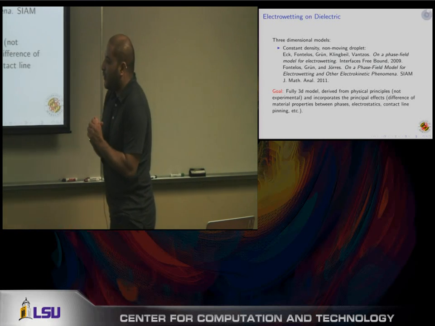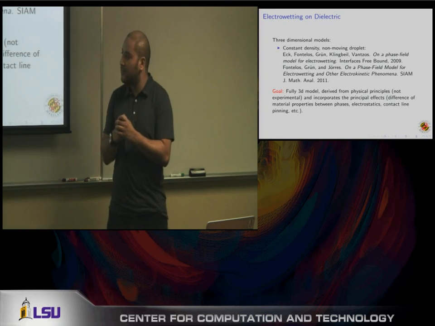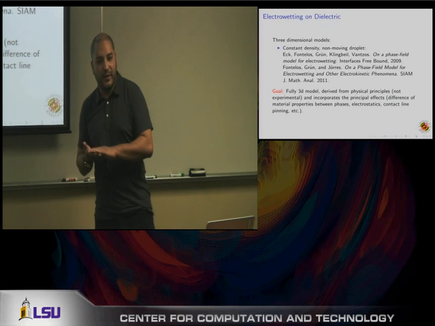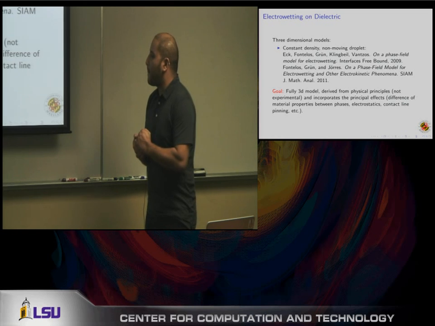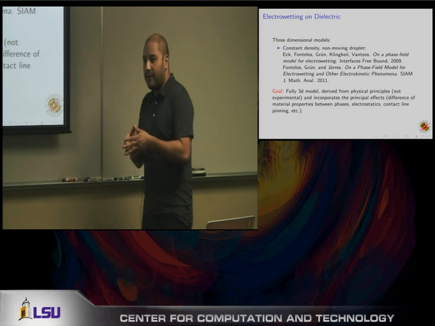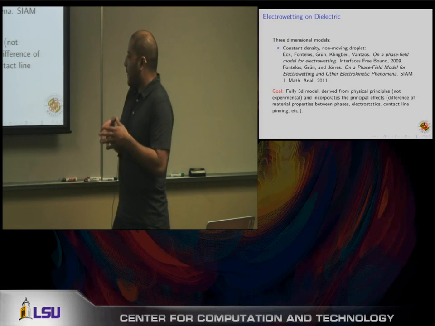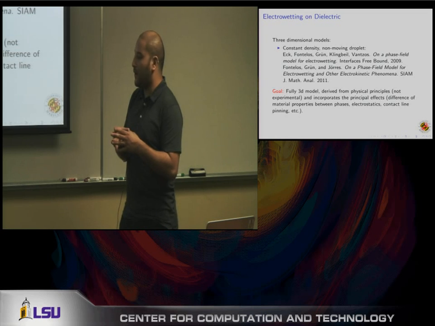So what we want to do is to have a fully 3D model. Although, yeah, it would be pretty reasonable to average, we want to do it in 3D. We want to have the model derived from physical principles, not just experimental observations, and we want to incorporate the principal effects. So, for instance, the difference of material properties between the two fluids.